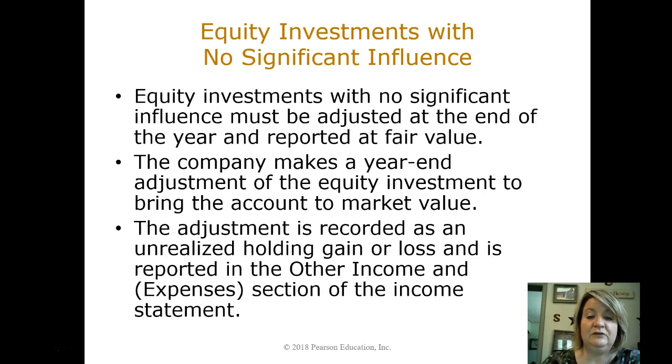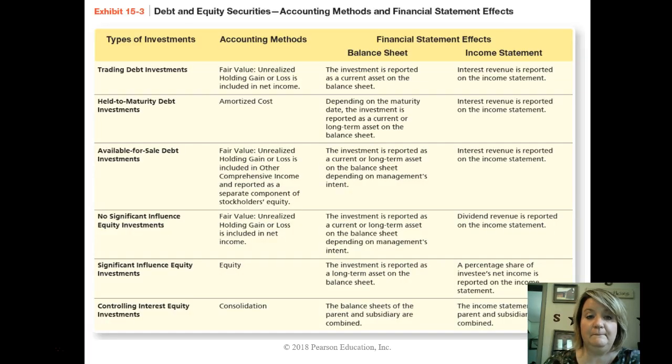Equity investments with no significant influence must be adjusted at the end of the year and reported at fair value, and the company makes a year-end adjustment of the equity investment to bring the account to market value. The adjustment is recorded as an unrealized holding gain or loss and is reported in the Other Income and Expenses section of the income statement. And these are debt and equity securities and the accounting methods and financial statement effects.